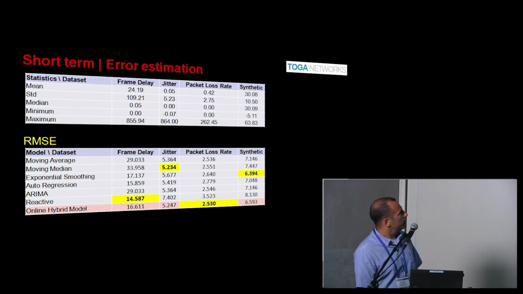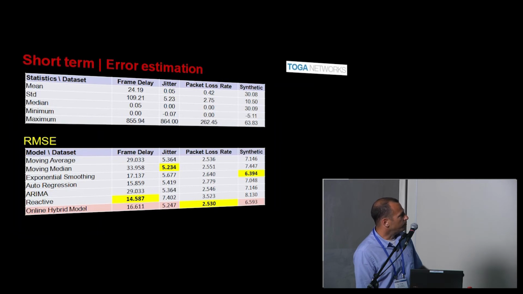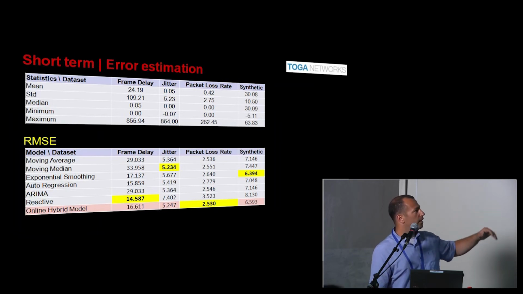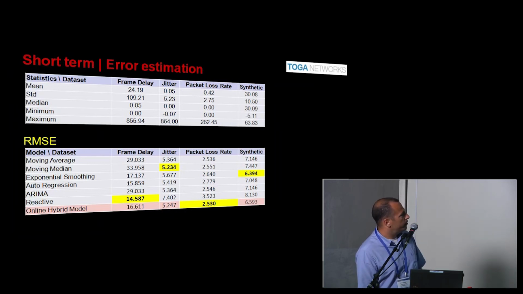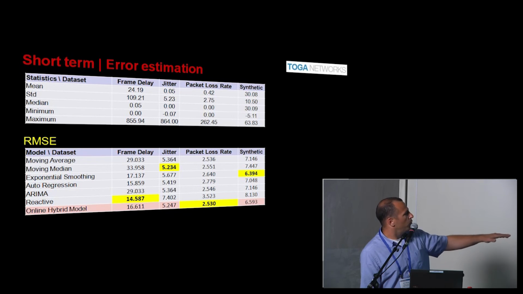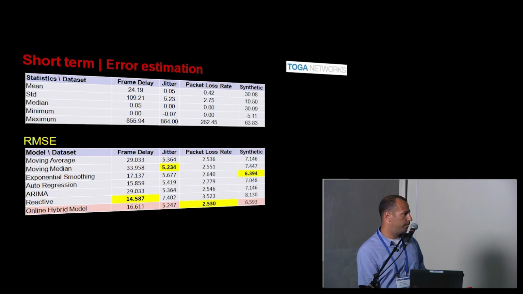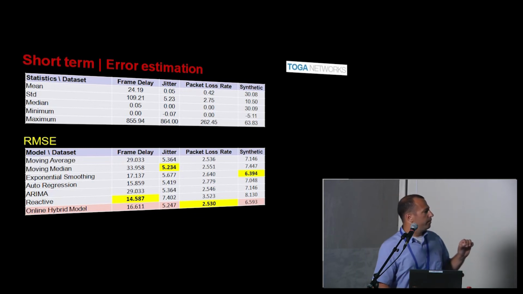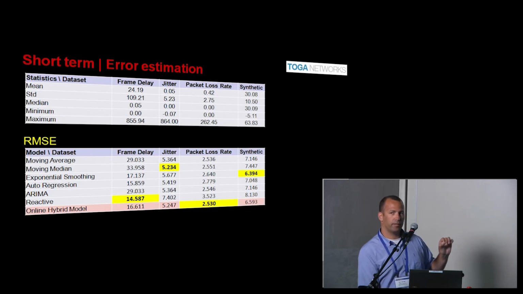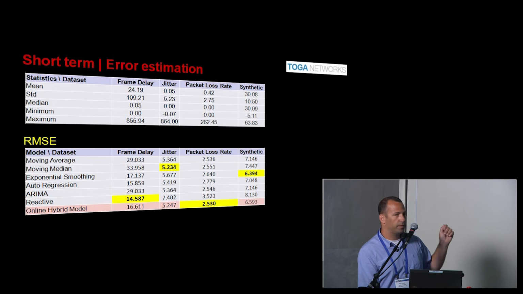So here you see a short-term error estimation of each of the models. The upper table describes the descriptive statistics of each of the data sets, and in the lower table, the yellow marks say which model had the least error in each of the data sets. You can see that the hybrid model had the lowest error in the packet loss, but each of the other models won in a different data set. But if you take a careful look, you will see that in each of the other data sets, the hybrid model was third in the frame delay, the runner-up in the jitter, and also the runner-up in the synthetic.